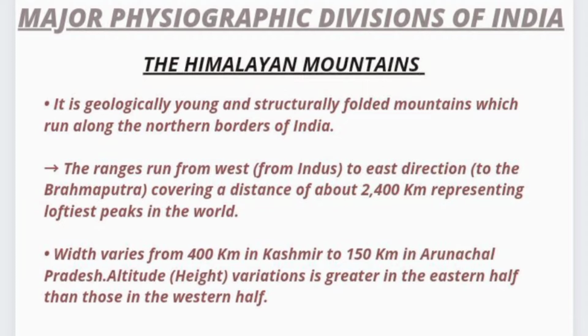The range runs from west, that is from Indus, to east, that is Brahmaputra, covering a distance of about 2400 km, representing the loftiest peaks in the world. Width varies from 400 kilometers in Kashmir to 150 km in Arunachal Pradesh. Altitude, that is height variation, is greater in the eastern half than in the western part.